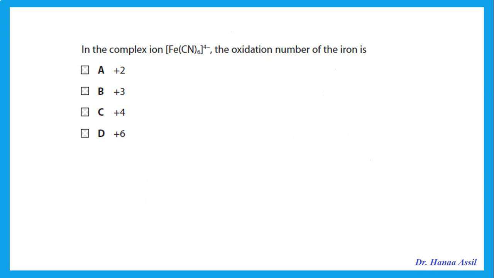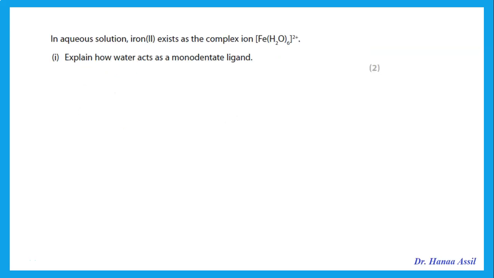Okay, in the complex ion, the oxidation number of iron is what? Again, how do we calculate the oxidation number of iron? Each cyanide has -1, so I have -6. I want the total to be -4, so the iron must be +2.